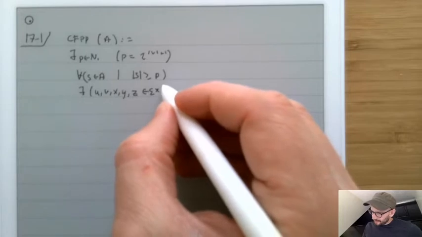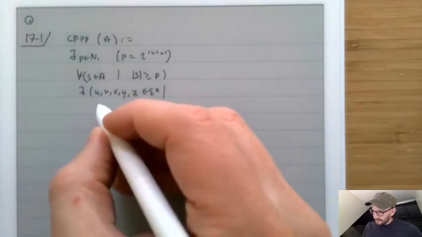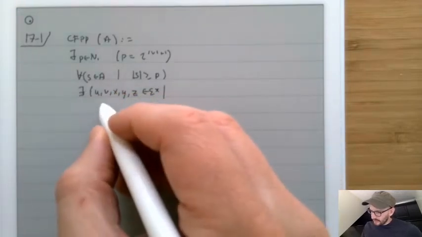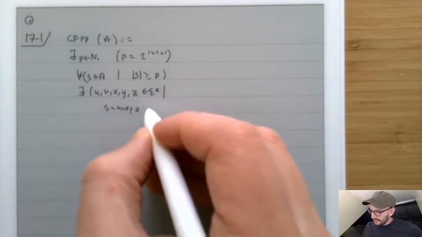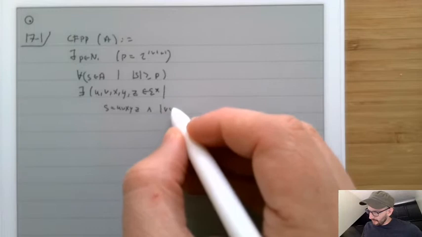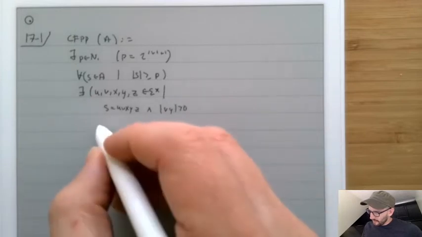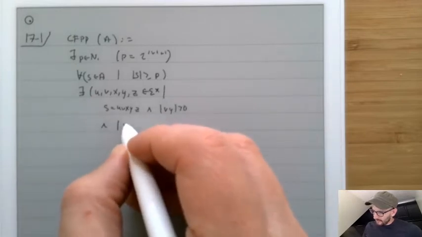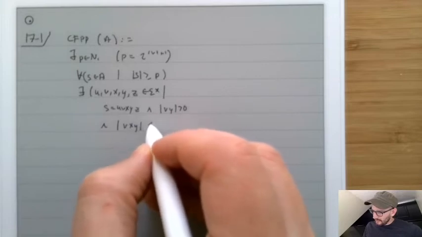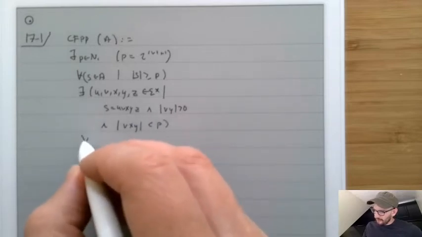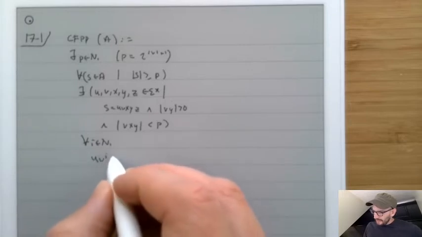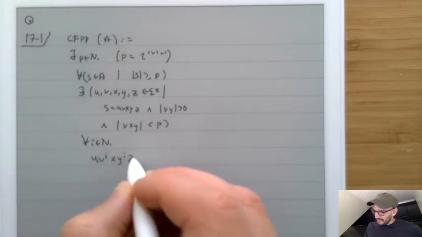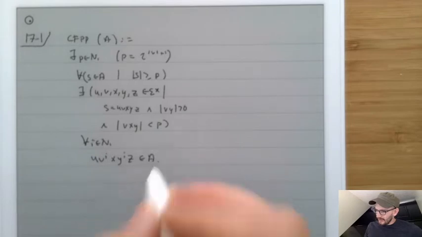such that s equals uvxyz, and the length of vy is greater than 0, and the length of vxy is less than p, then for all i inside of N, u v to the i, x y to the i, z is inside of A.